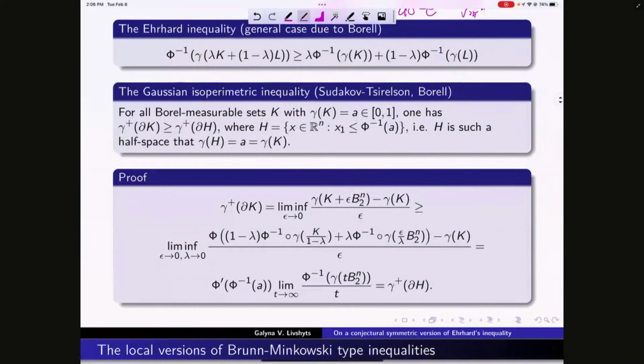Here is a proof of the Gaussian isoperimetry from Ehrhard. It's just a little bit more involved than the proof from Minkowski because we don't have homogeneity, so it's slightly less nice, but here it is. It's just written down. Again, this is the definition of the Gaussian perimeter, and this is the application of the Ehrhard inequality. And here we have to introduce an additional parameter to bypass the homogeneity issue. And like I said, the rest is algebra.